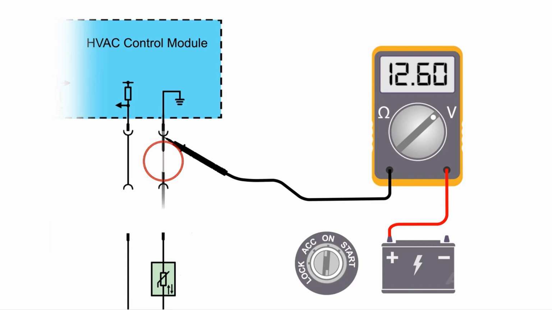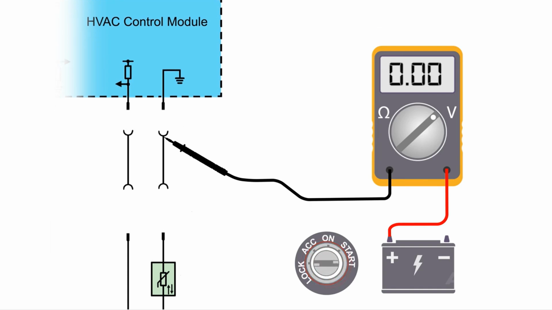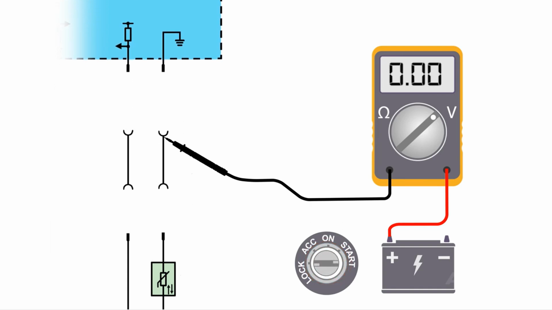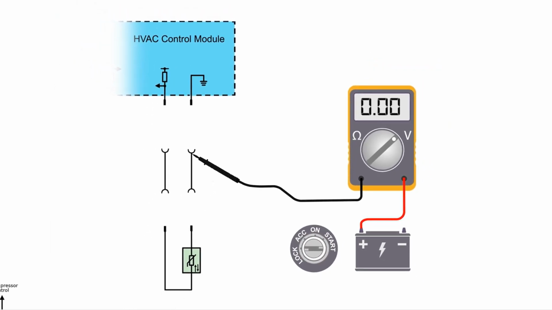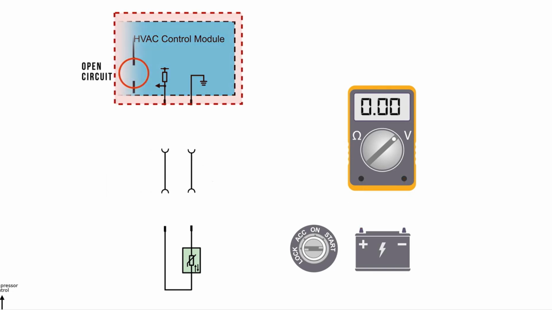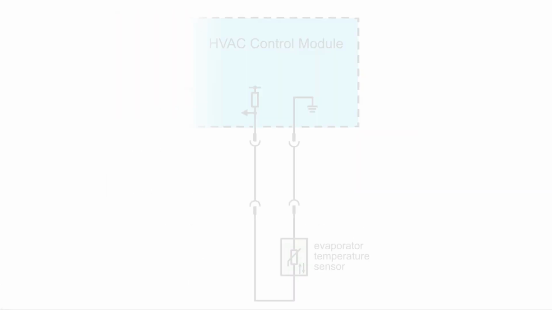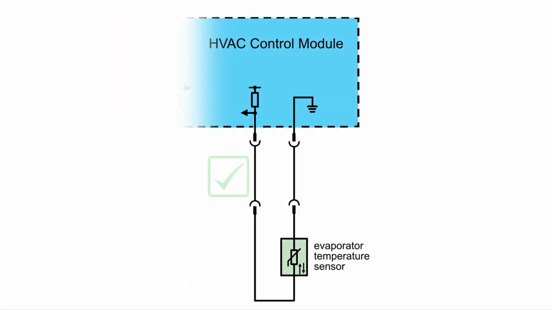If battery voltage is not seen while back probing the low reference terminal, turn the ignition off and disconnect the module connector. Check for terminal retention and corrosion. If no fault is found, the open or excess resistance is within the control module. If we have proved the signal and low reference circuits are okay, then the fault can only be the sensor.